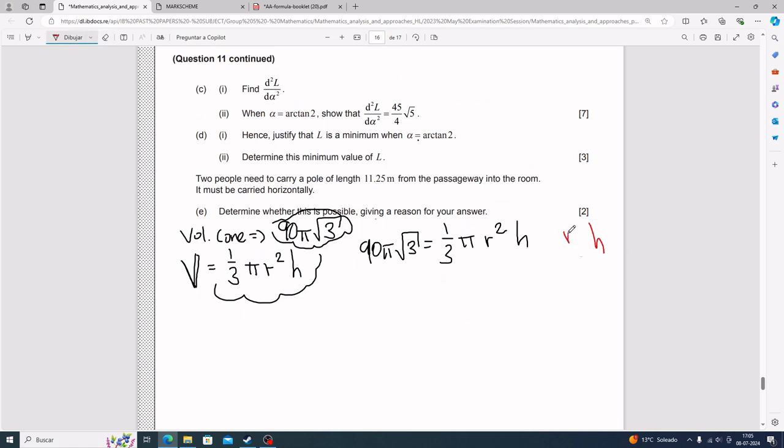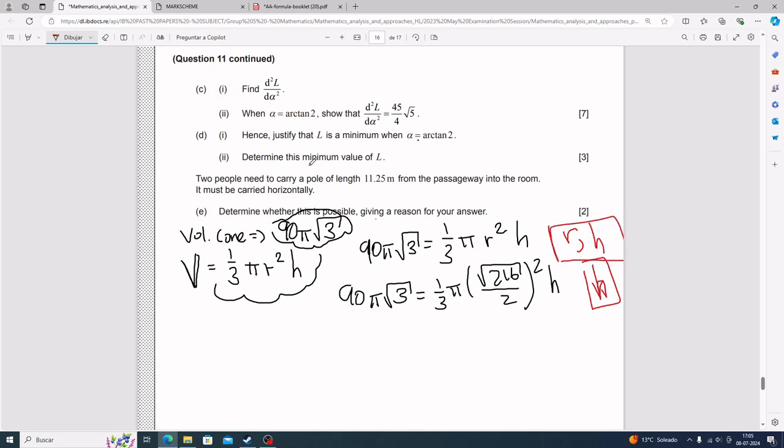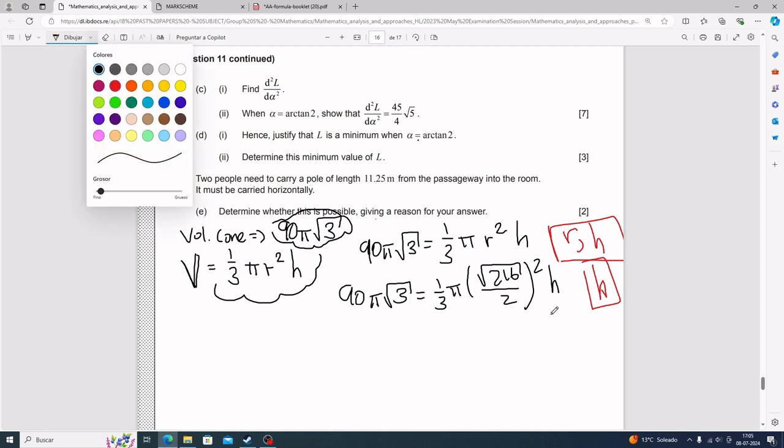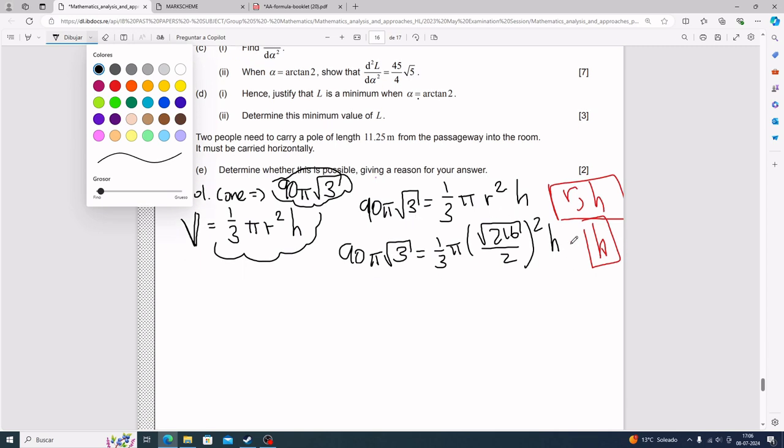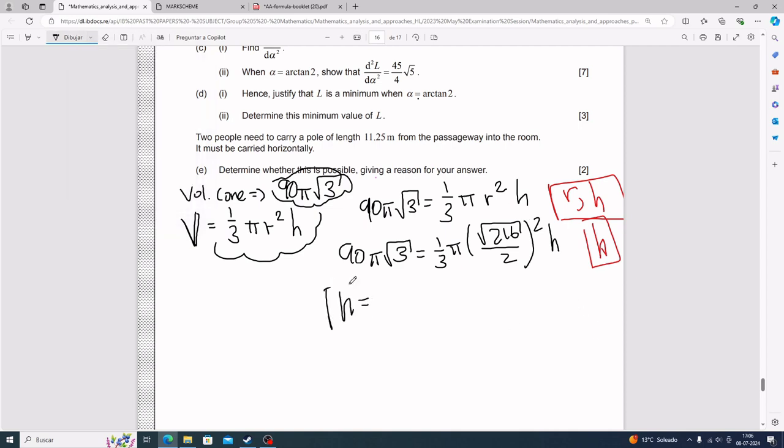So that is just fine and dandy, as some people say. So, 90 pi times square root 3 equals a third pi times my radius, which you said was square root 216 divided by 2, and all of that squared times h. And so now you only have one variable, only h. I don't know why I put an r initially. But you have only h, see? And so now you can actually work this out, and although it looks terrible and scary and horrifying, and there's square roots and squared and pi and doom, you do have only h. So you can actually find an h equals something, see?